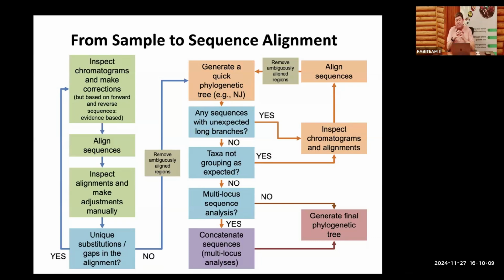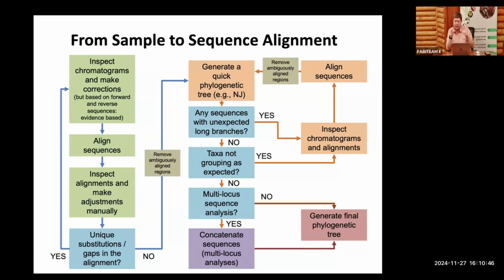So if there's any sequences with unexpected long branches, you have to go back to your sequence alignment and see what's going on in the alignment. It might be that you have to go back to your chromatogram and make corrections. If the branches are not unexpectedly long, we can look at whether some taxa group in a place that was not expected. So you expected to group within a certain family or genus, but now it groups out of that genus.